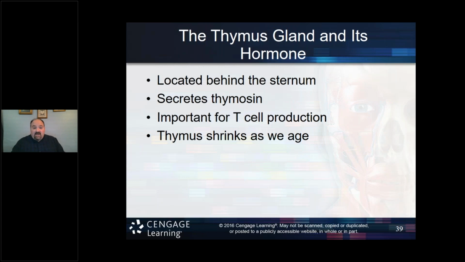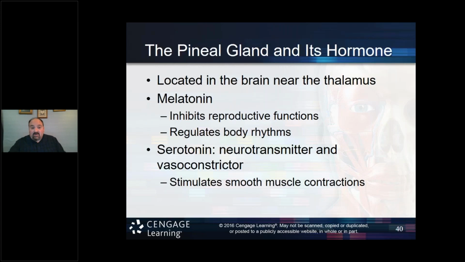Thymus gland, okay? Thymosin is the hormone, and this is important in the production of T cells. We'll talk about the immune system very soon, within the next couple of weeks, the lymphatic system and the immune system, and the importance of this hormone being released early on as we're younger, being very active in the production of these T cells that will have specific functions in our immune function.